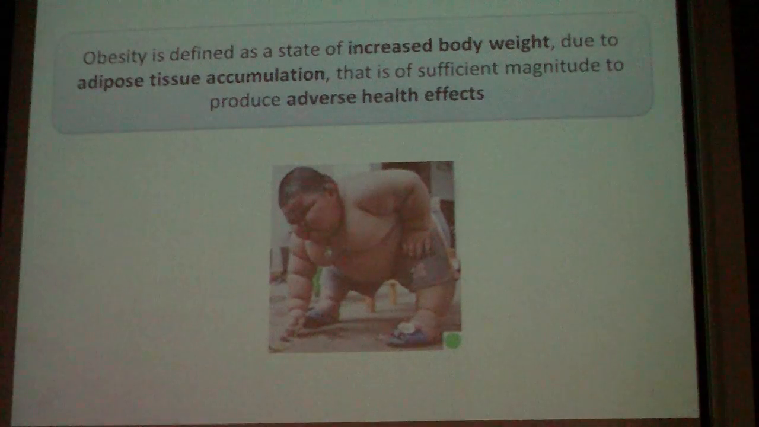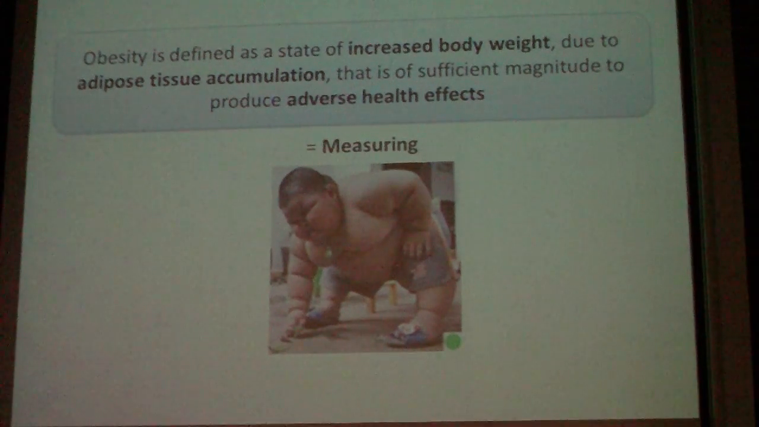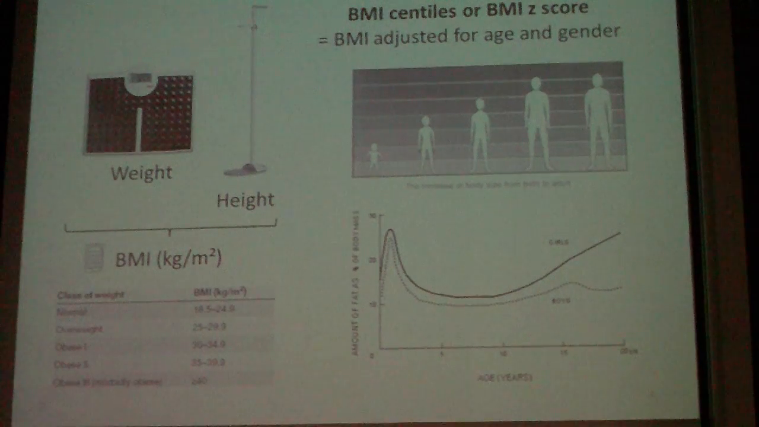And to define an obese child, we have to measure first the weight and height to define the BMI. We calculate the BMI as being weight over height squared. An adult with normal weight has a BMI between 19 and 25. An adult who is overweight has a BMI above 25. An adult who is obese has a BMI above 30.